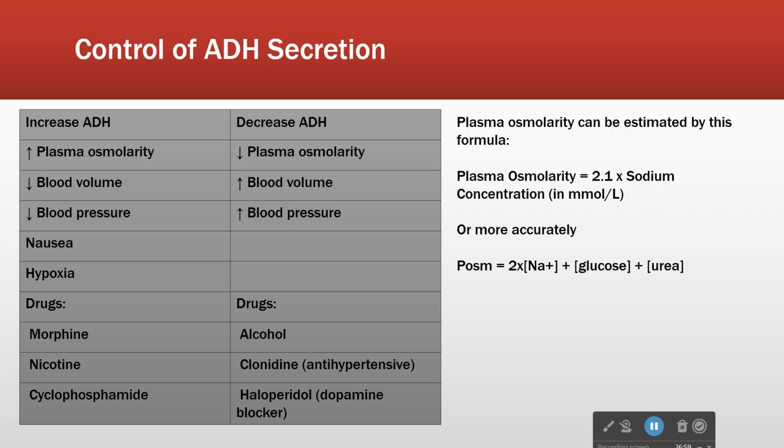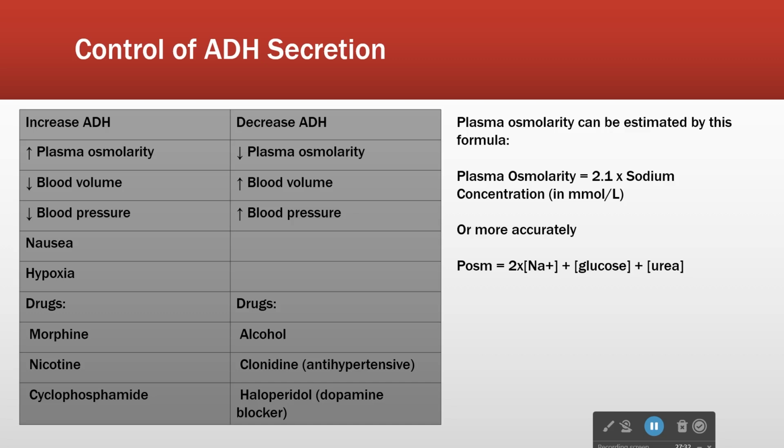Clonidine is an antihypertensive, which we don't really use for hypertension anymore, but we do use it for some psychiatric and behavioral conditions. But it has a tendency to decrease ADH, in other words, increase urine output. And then haloperidol is another one. Haloperidol is a medication that we frequently use in psychotic patients and in patients who are being a problem for the healthcare team. This is one of our chemical sedations, chemical restraint.